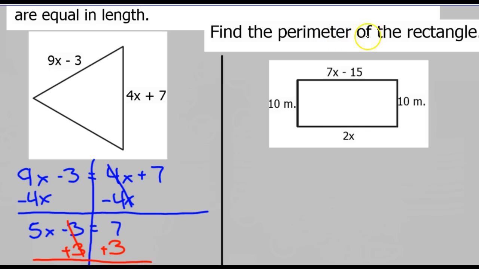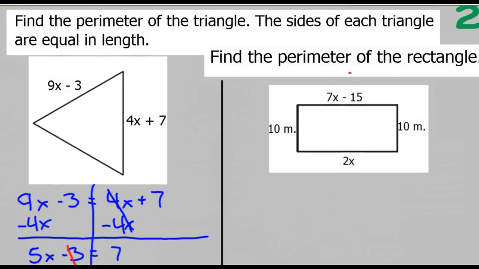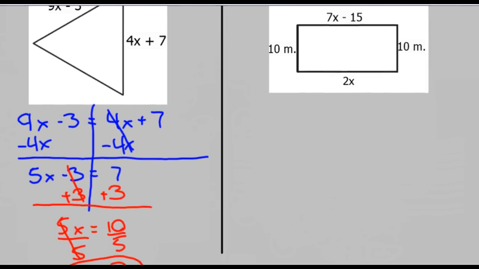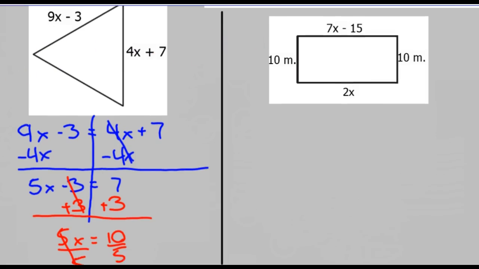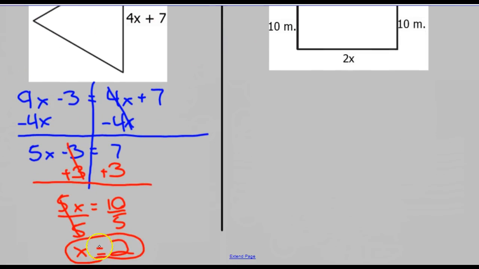Now this says find the perimeter of the rectangle. So what we need to do is find the x here. Oh, 1 second, hold on. We need to find the perimeter of the triangle too.